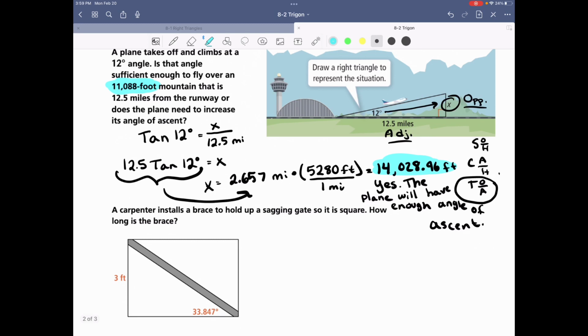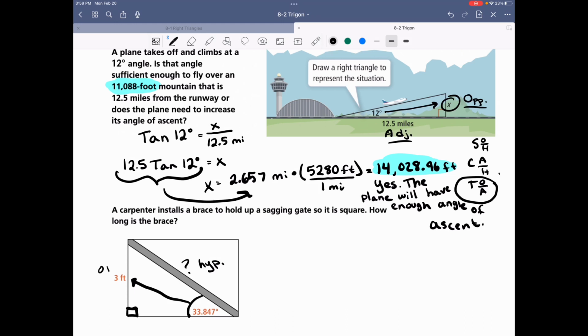A carpenter installs a brace to hold up a sagging gate so it is square. How long is the brace? Well, that would mean that this has to be a right angle for it to be square, and so we want to know how long this piece is, and that's the hypotenuse. And we have this angle here, and it's pointing to this angle. Is that angle adjacent, or is it opposite?